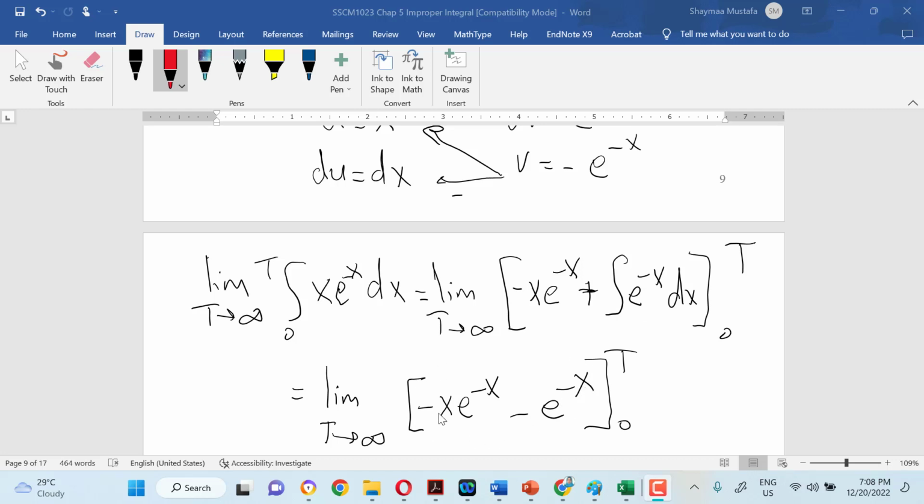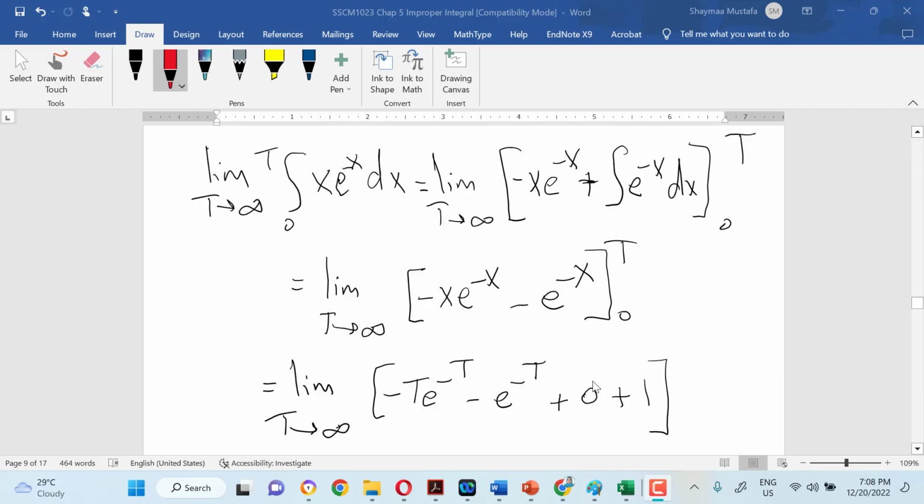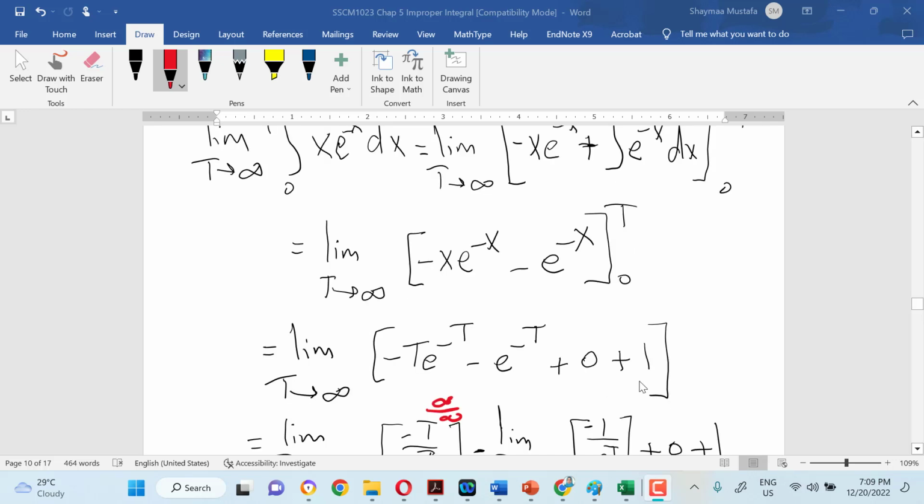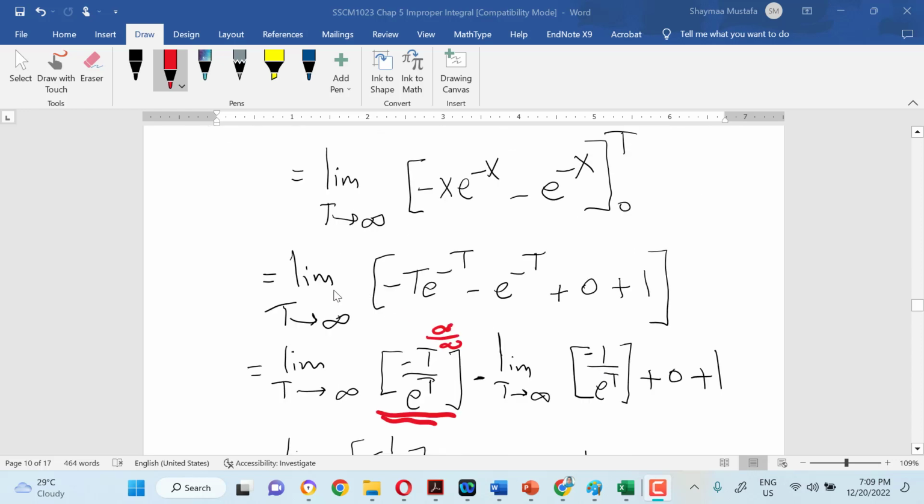So now I have evaluated the integral. I will substitute from 0 to t. First substitute t, so I have minus t exponential minus t, minus exponential minus t. Now minus the substitution of 0. When you substitute 0, the first term goes to 0. When you substitute 0 in the second term, exponential 0 is 1, so minus minus exponential 0 is plus 1. Now you have this limit.